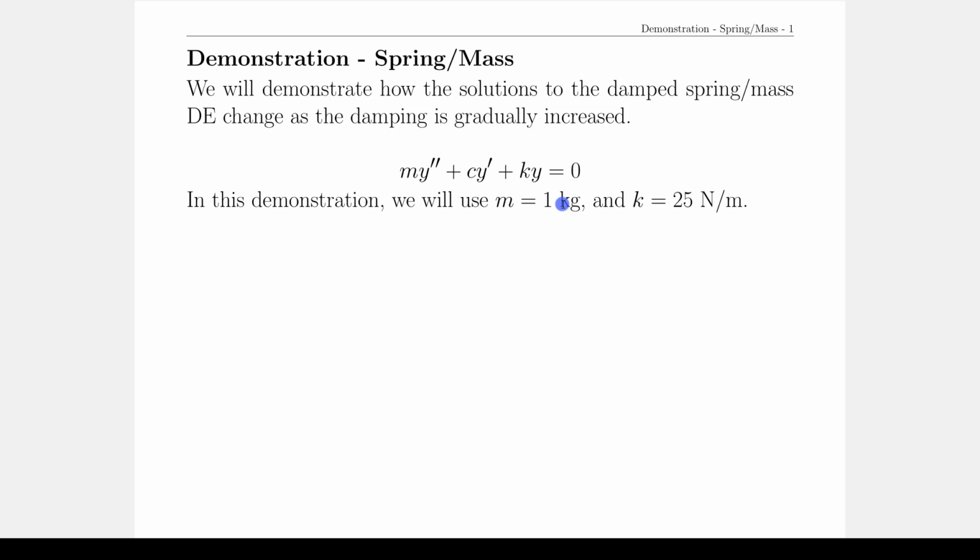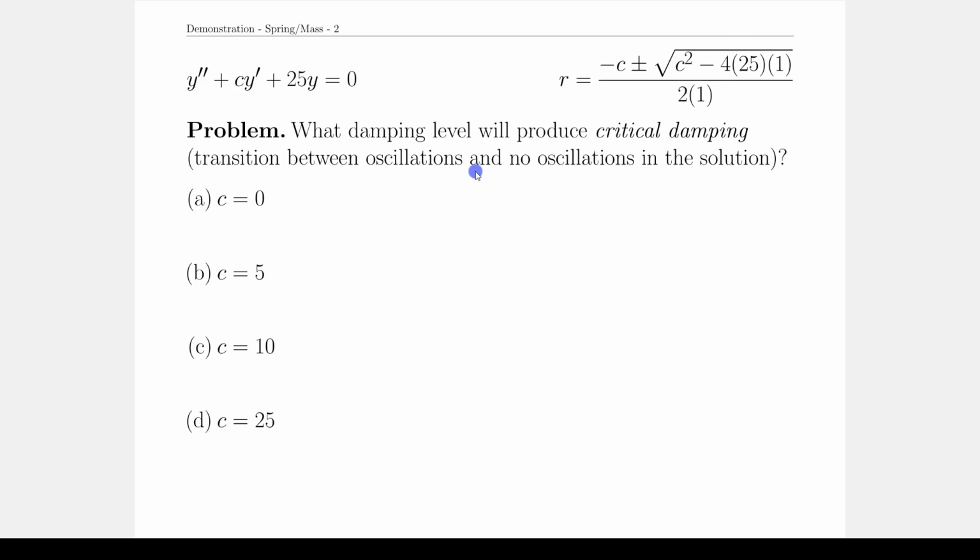So what we're going to do is explore that with specific values, k equals 25 and mass equals 1. And before you start, it's helpful to think, given that context of mass of 1 kilogram and a spring force of 25 newtons per meter, what damping level is going to trigger that transition between oscillations and overdamped behavior? What is that critical damping threshold? So think about the equation here for a moment, and then consider your answer among the ones listed.